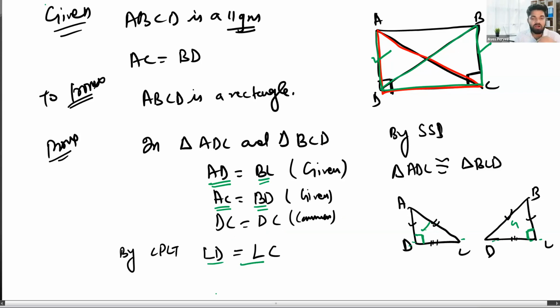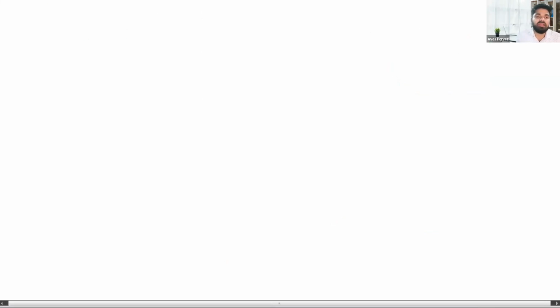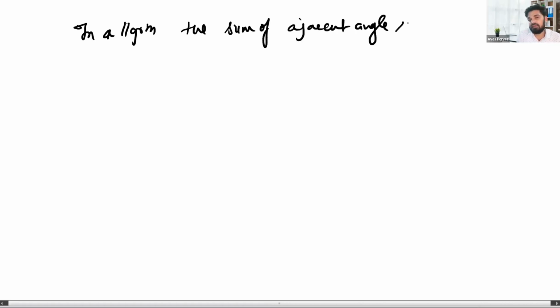Now, how can you prove it is 90 degrees? You have to write the statement that in a parallelogram, the sum of adjacent angles is 180 degrees. What is an adjacent angle?